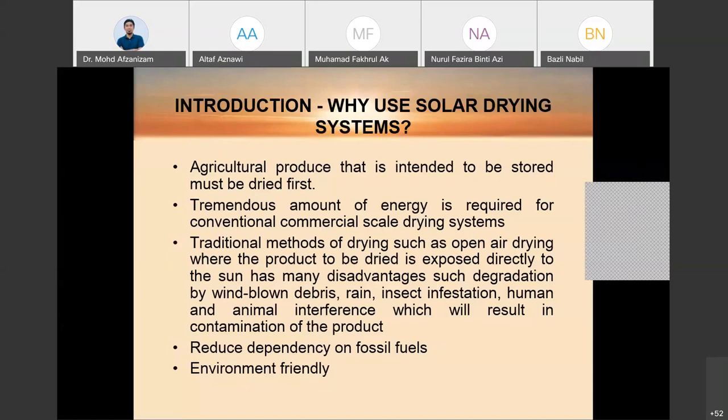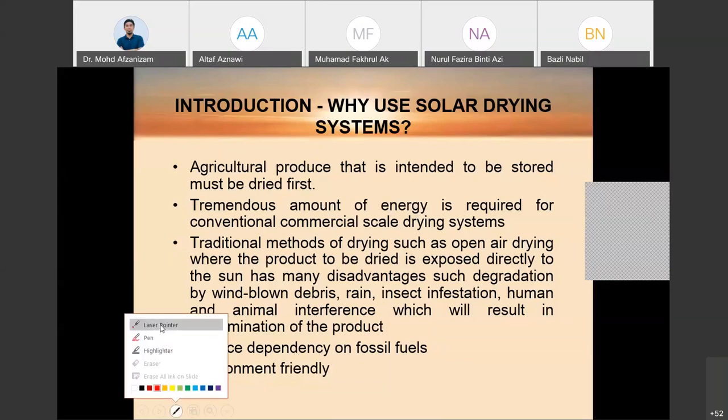So that's why we go for the alternative of using solar drying, and we embed some control system so that we can control according to the desired setting or based on the customer requirement. Besides the reduced dependence on fossil fuel, it is environmentally friendly. Okay, so this is the thing that might concern others.